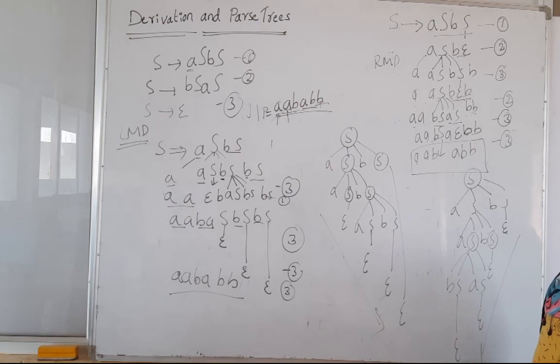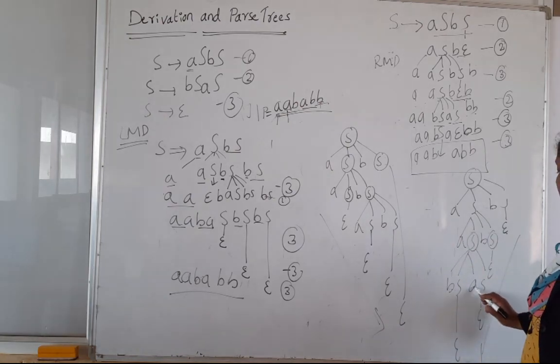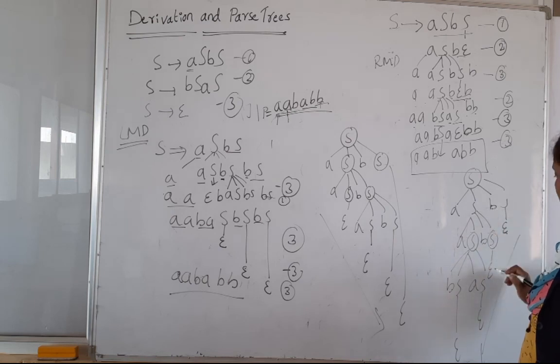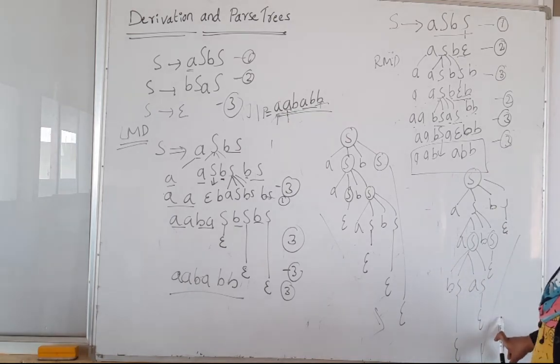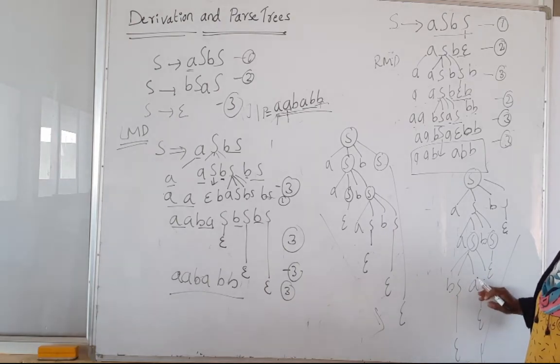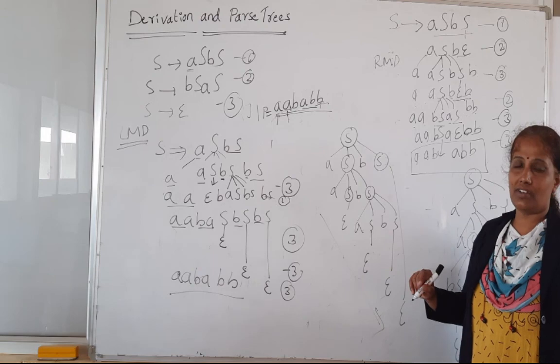The rightmost derivation. Check out the leaf nodes here. A, B, A, B, B, B, B, A. Okay. So this is a rightmost derivation tree, you can say, or a rightmost parse tree. Okay. So this is all about the derivation and the parse tree.